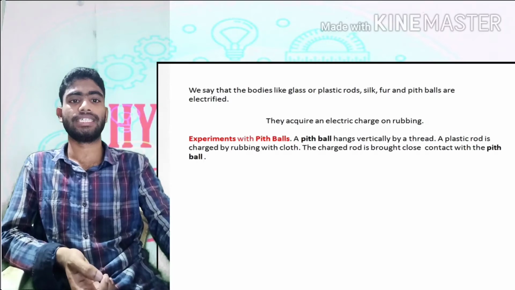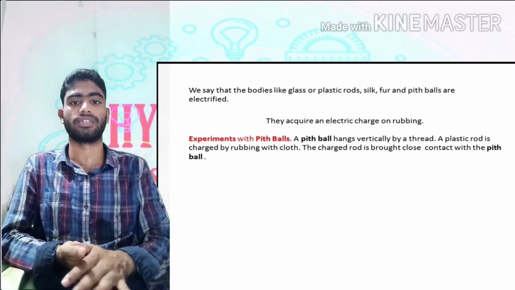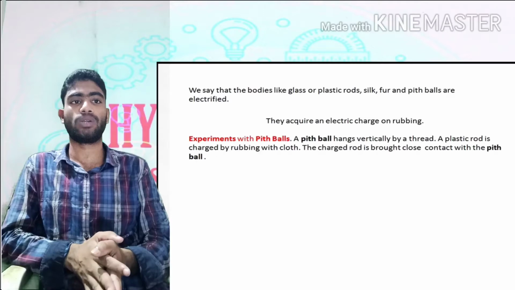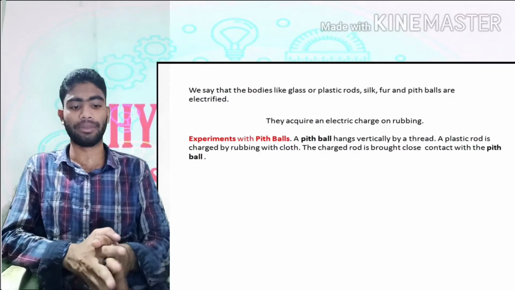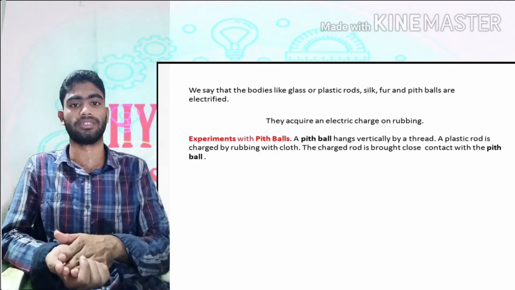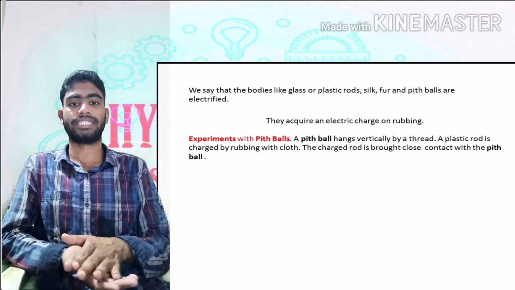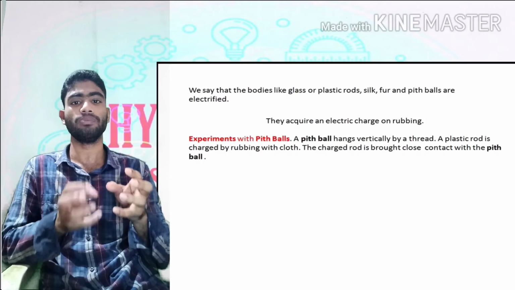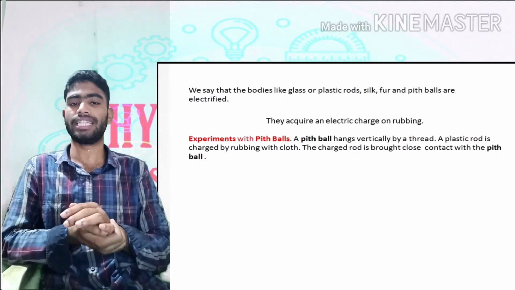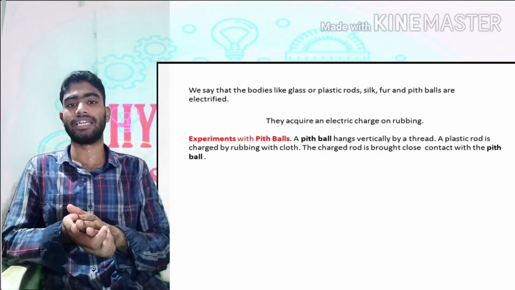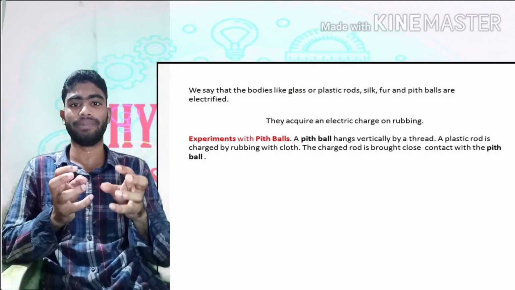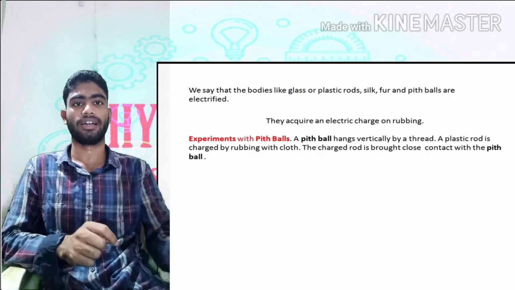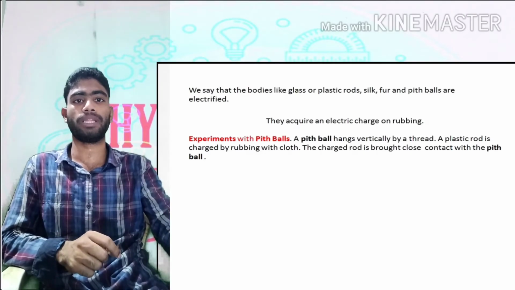So from this they get one more conclusion, that they acquire an electric charge on rubbing. When you rub amber or wool, or silk with a glass rod, they will acquire some amount of charge. So we can say by rubbing two things, we can make them charged bodies. Understand? And one more experiment, here I represent that experiment with a pith ball.